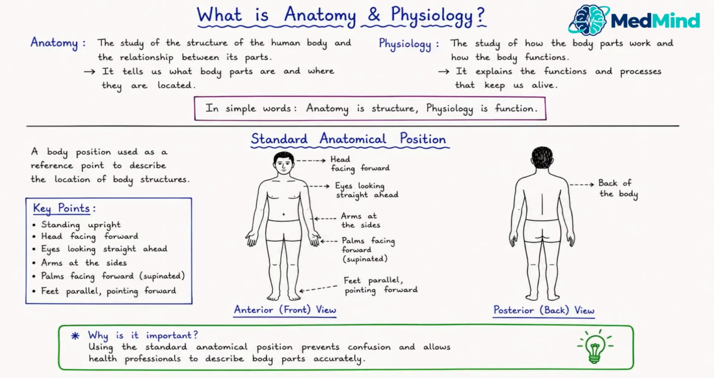Okay, let's take a real life example. Imagine buying a new house. Anatomy is like looking at the blueprint of the house. It shows you where the kitchen is, where the bathrooms are, where the bedroom is. It shows the structure, but it doesn't tell you how anything works.